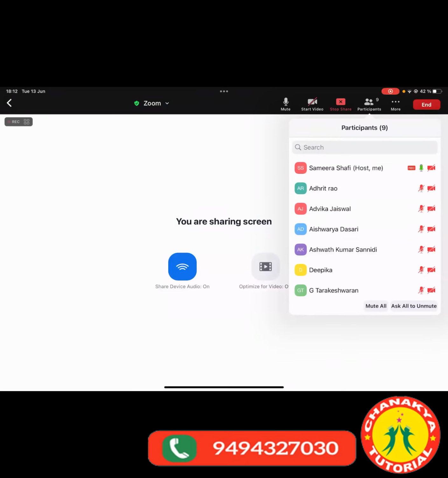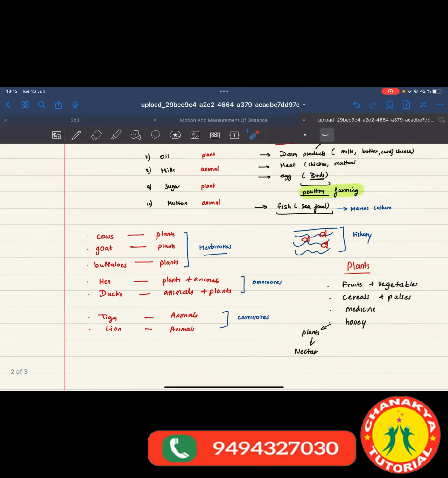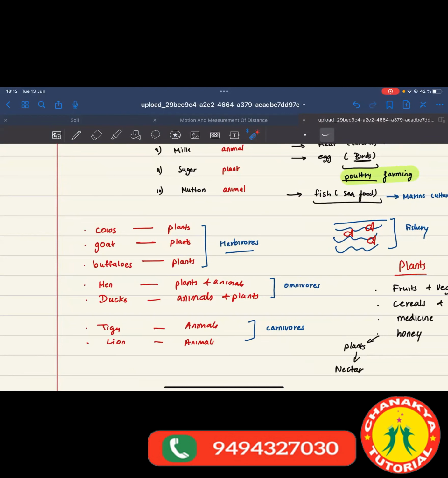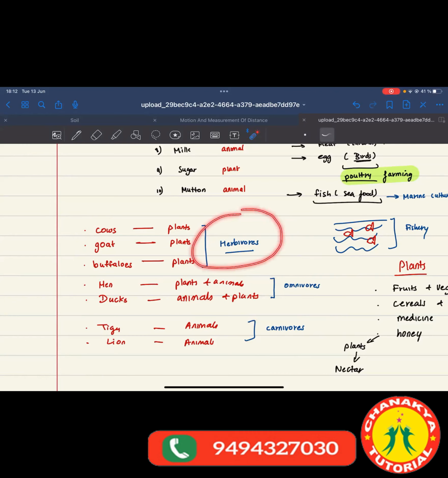Okay. So now, these animals, or the animal products that we get, these animals can be classified into 3 categories. That is herbivores, omnivores, and carnivores. You very well know that herbivores are the animals that consume only plants, and omnivores are animals that consume both plants and animals. So are we omnivores, herbivores, or carnivores?